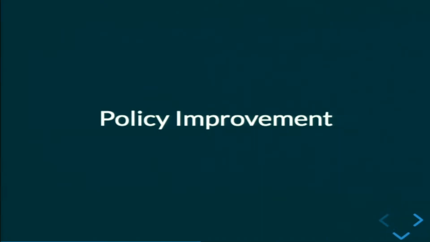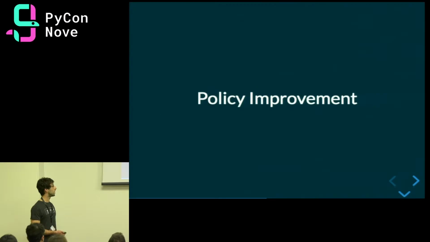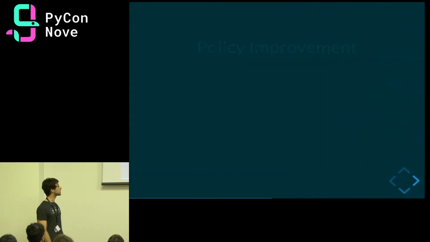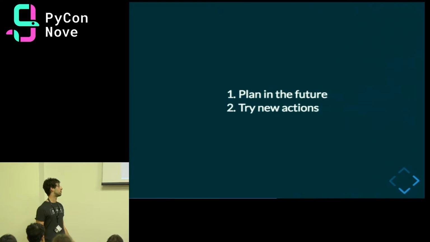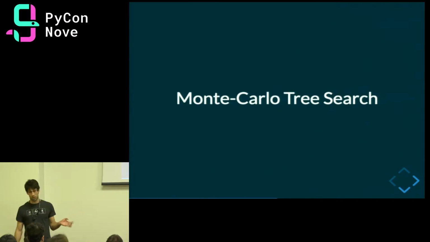Okay, so policy improvement. How do we do that? Well, we said we want to plan really far ahead. There are many possible states, but we should find a way to somehow plan. And plan to the future and try new actions. That's also the other important part. And that's what Monte-Carlo research does.